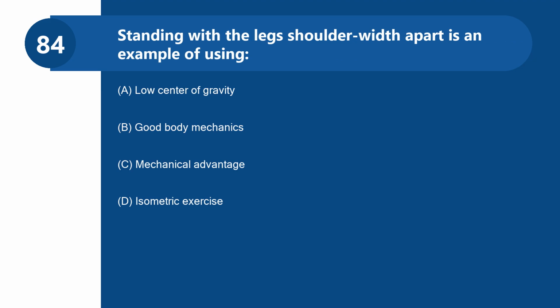Question 84. Standing with the legs shoulder-width apart is an example of using option A, low center of gravity. Option B, good body mechanics. Option C, mechanical advantage. Option D, isometric exercise. The correct answer is option B, good body mechanics.